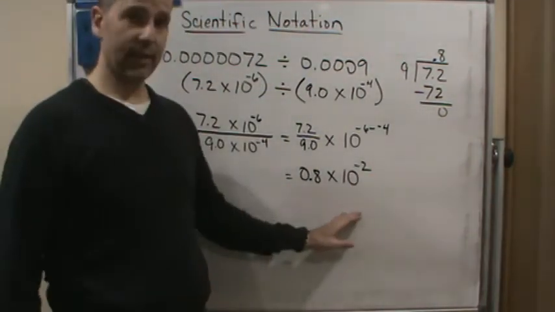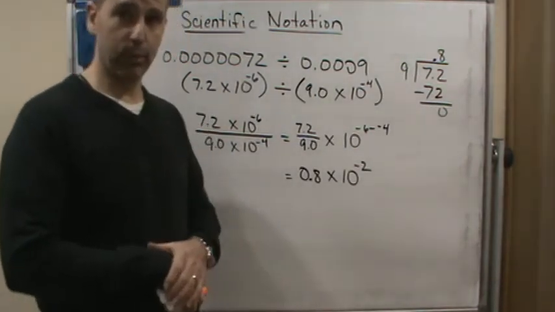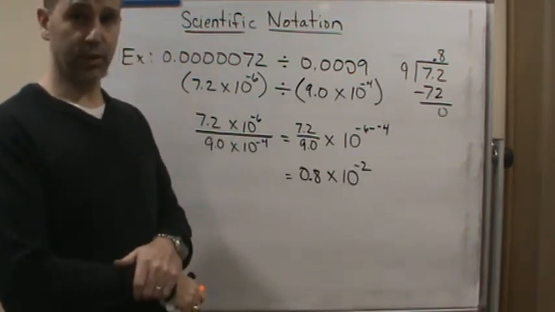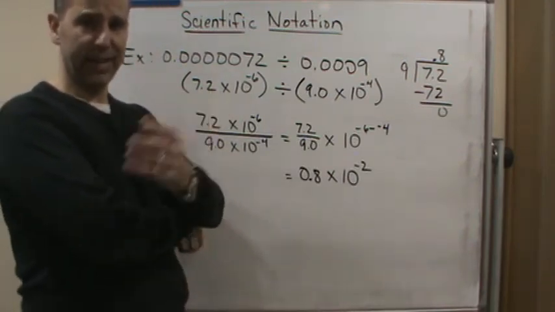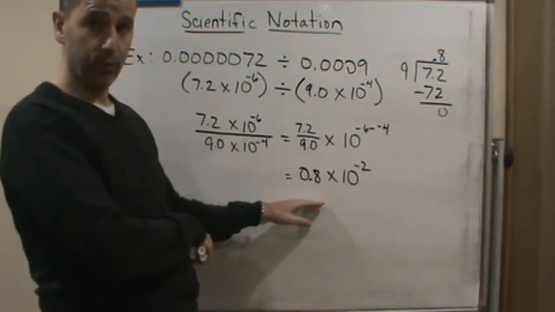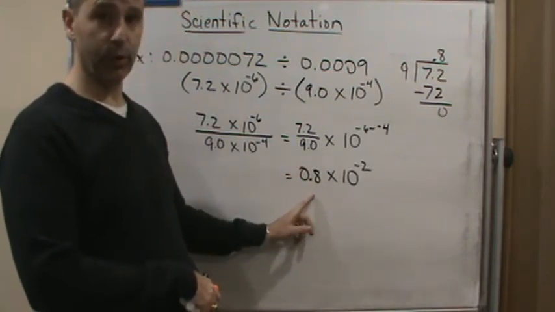Now, some of you may be tempted to say, okay, stop here. Here's my answer. Box it. Go on to the next problem. You'd be wrong. This is not scientific notation. So if you're asked, hey, I want my final answer in scientific notation, you would not stop here. This would be wrong. Why? Because this number here is not a number between 1 and 10.